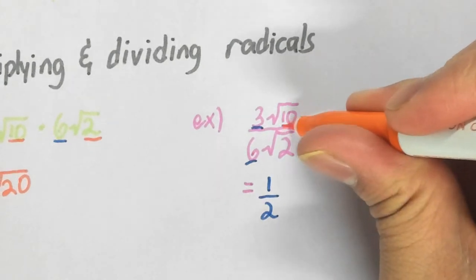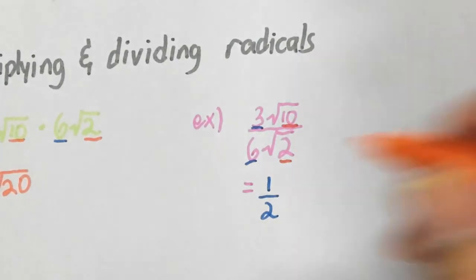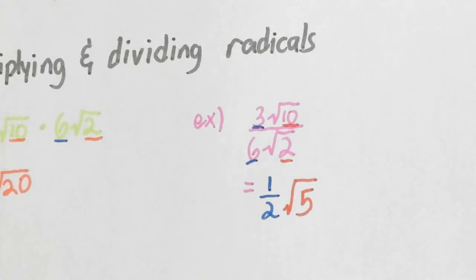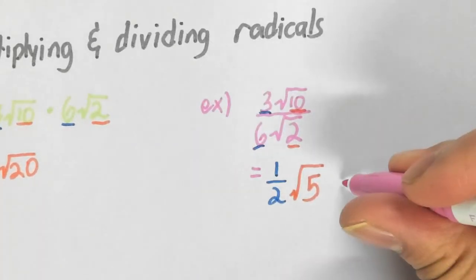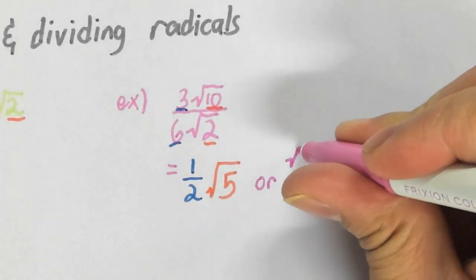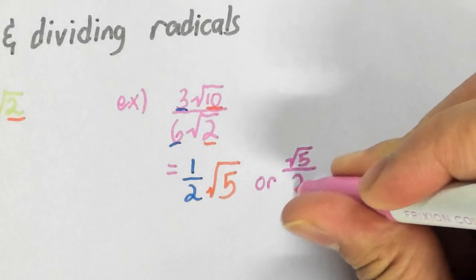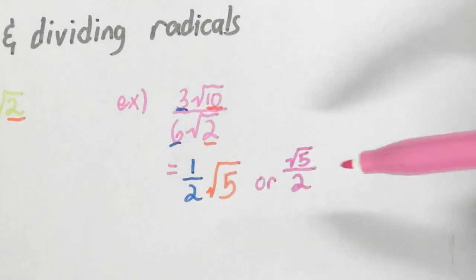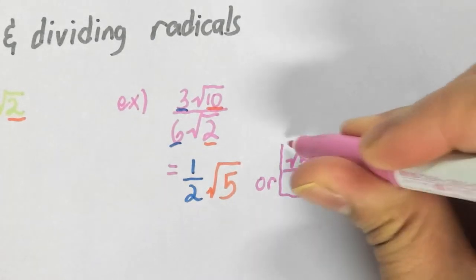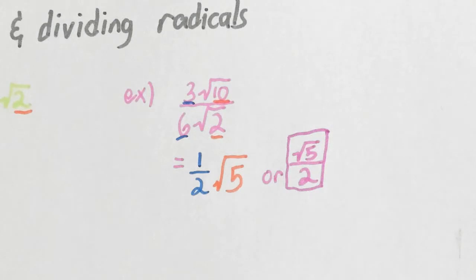Inside, we have a 10 and a 2. They're both inside the square root. 10 divided by 2 is 5. So we have the square root 5 inside. So 1/2 square root 5. Or, the way we traditionally write radicals like this is square root 5 over 2. Multiplying by 1/2 is the same as dividing by 2. And this is the answer we normally see radicals written in.